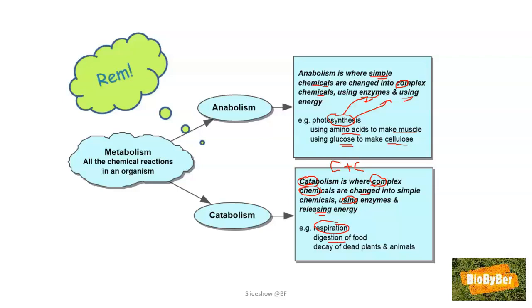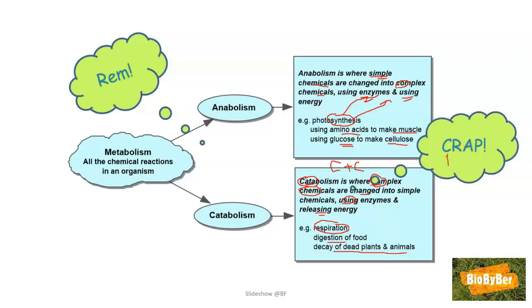Digestion of food, the same idea, breaking down complicated biomolecules into simple subunits like glucose units, fatty acids and glycerol, or amino acids. And decay of dead plants and animals is another catabolic reaction. So we might think of crap. We won't say that too loud though. C for catabolic reactions, example, respiration. A for anabolic reactions or anabolism, and P for photosynthesis. Shh, crap.